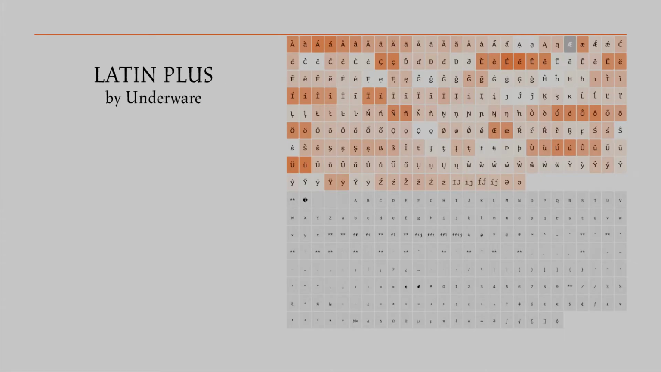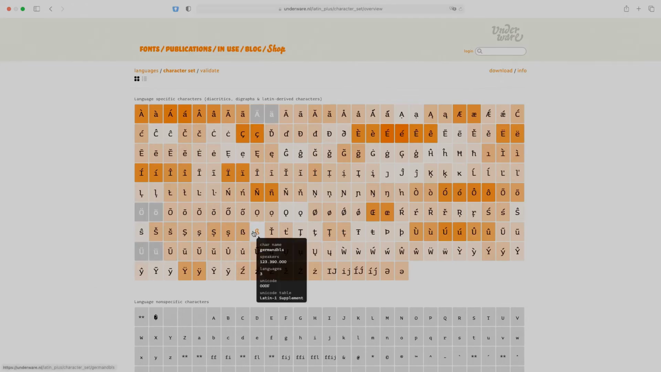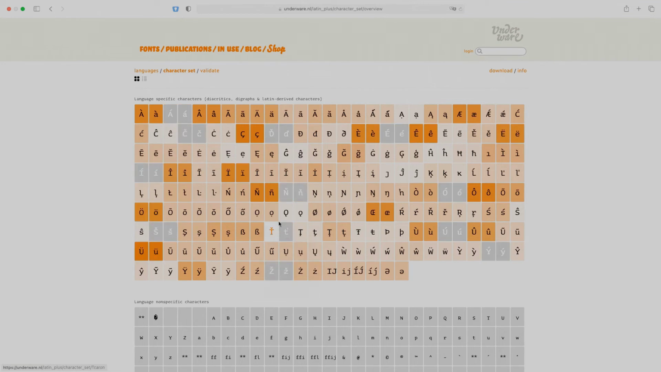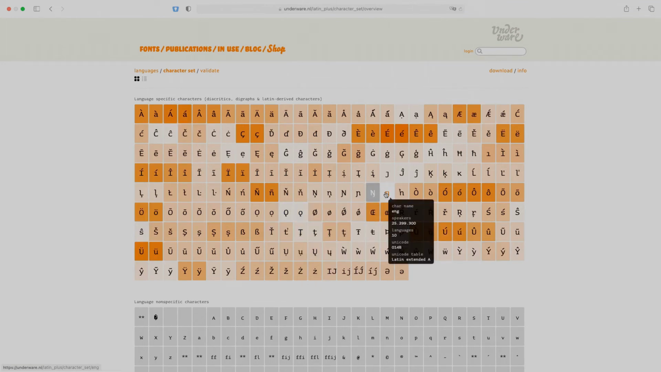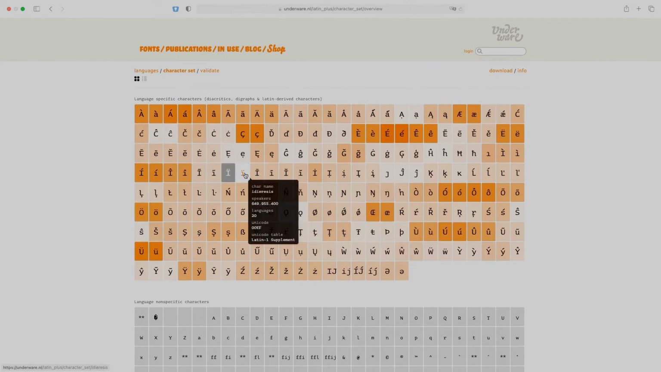Next comes Latin Plus by Underware, which is Underware's core glyph set. Looking at it, we can easily see that it's much smaller than the other two systems. This is because they are not trying to cover all Latin-based languages. Based on a lot of research, they designed it specifically to cover the largest number of languages with the least number of characters. They even made this interactive web tool where you can hover over a character and it tells you which languages it is used in and how many speakers there are.